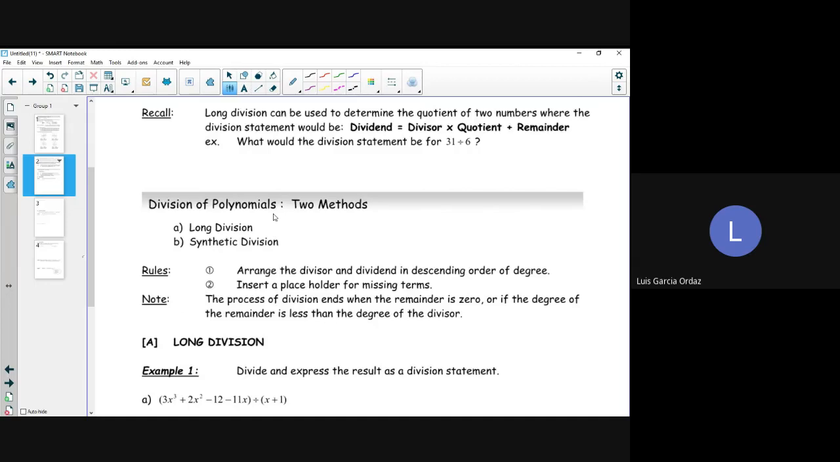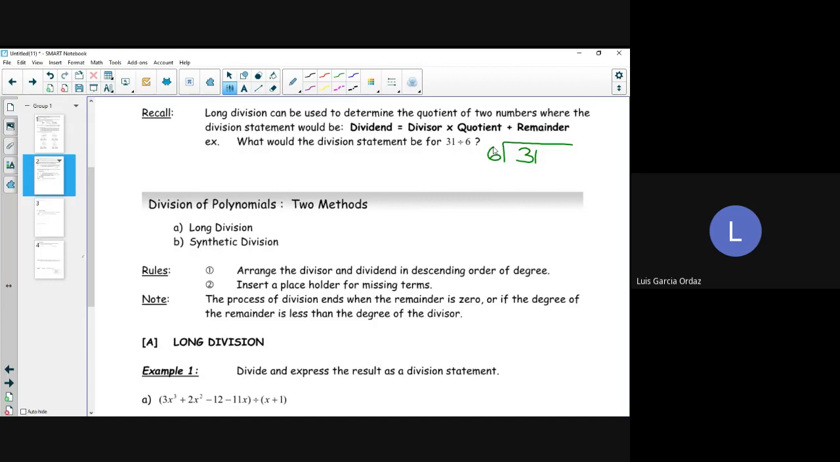So what would the division statement be for 31 divided by 6? Well, just the answer? Or just like the whole thing? Well, we're going to do that long division process. Well, there's five sixes. We have to do long division with polynomials.